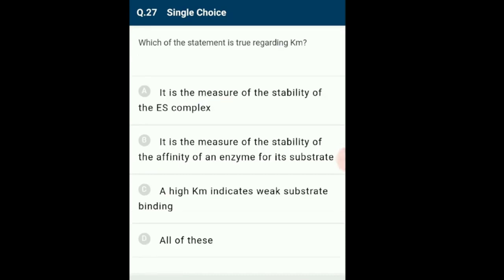Question number 27. The statement is true regarding Km.